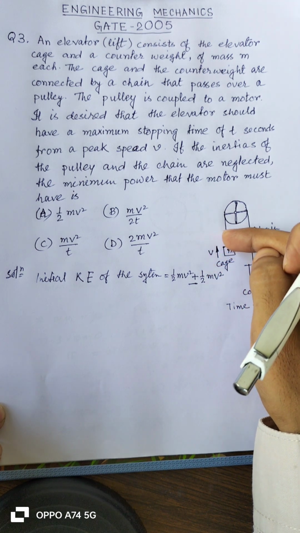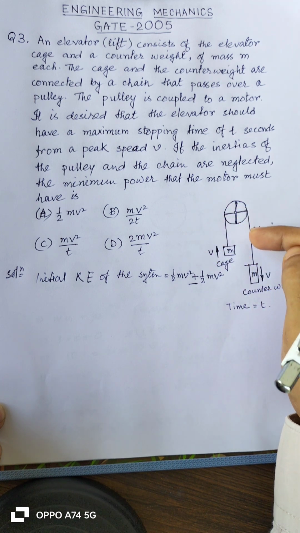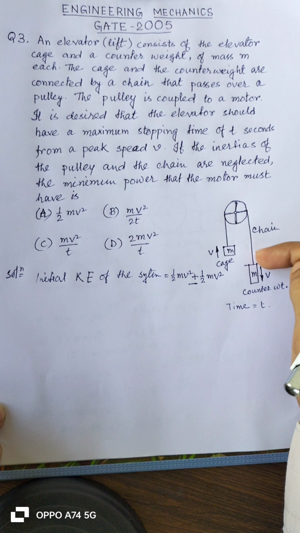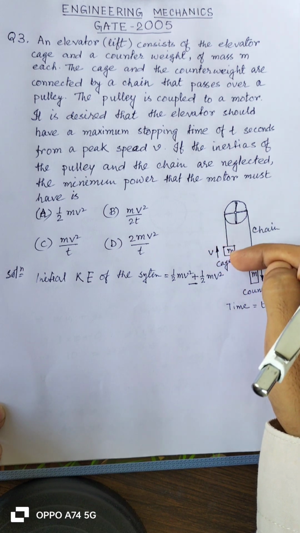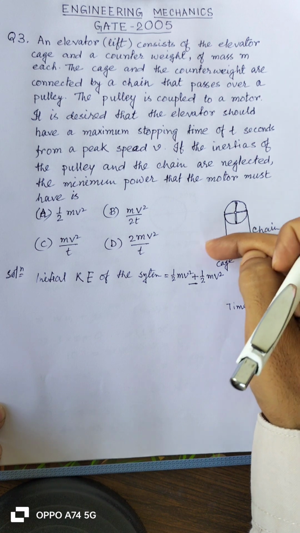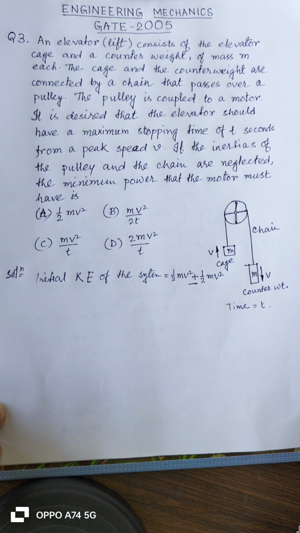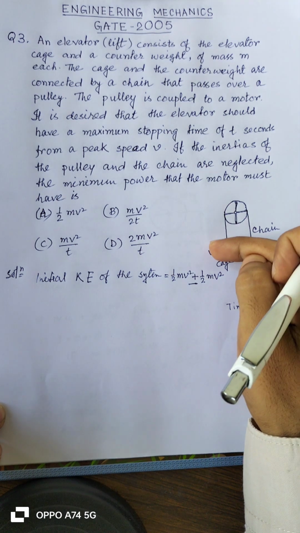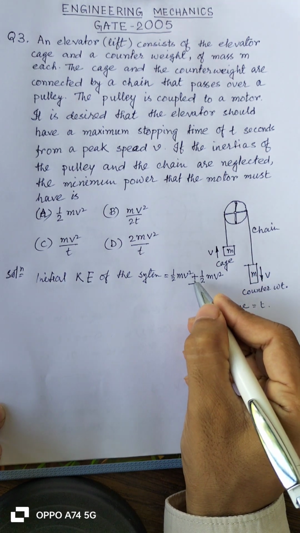But if both the masses are there and both are moving, you have to stop the downward motion of this counterweight, as well as the upward motion of this cage. So on both sides you need to apply braking power. So you have to add both the braking powers required to stop both side masses. So it will be plus.